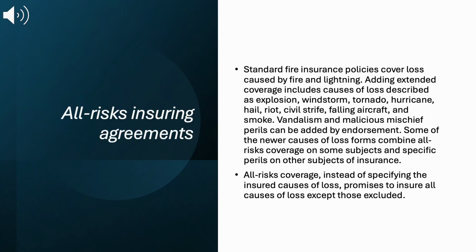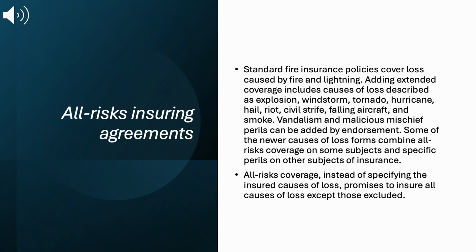All risks insuring agreements. Standard fire insurance policies cover loss caused by fire and lightning. Adding extended coverage includes causes of loss described as explosion, windstorm, tornado, hurricane, hail, riot, civil strife, falling aircraft, and smoke. Vandalism and malicious mischief perils can be added by endorsement. Some of the newer causes of loss forms combine all risks coverage on some subjects and specific perils on other subjects of insurance.